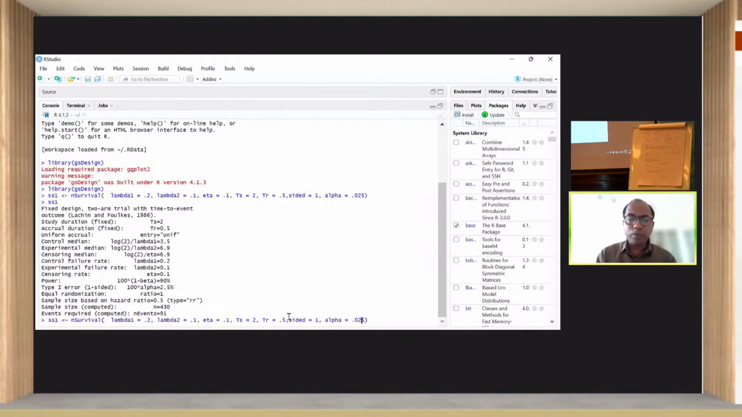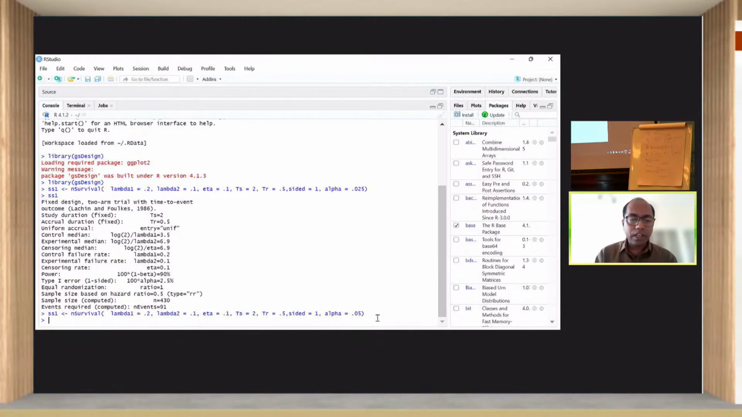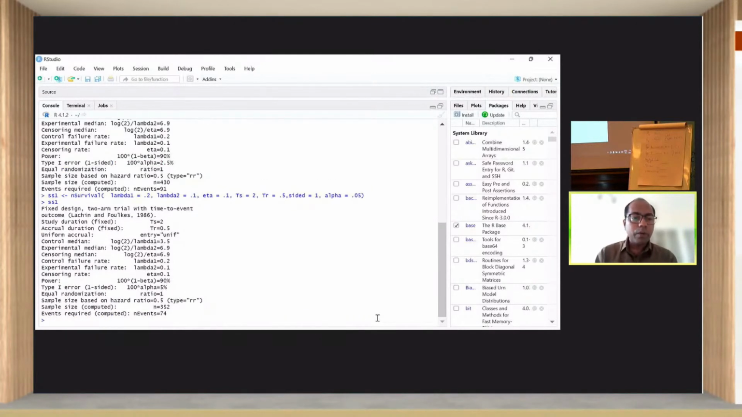I will change one point from here, and after that I will take some questions. So see, just for example, say alpha is 0.025. Now if I change it from 0.025 to 0.05, that means I am increasing my type 1 error. Look here, type 1 error was 2.5%. So if I make alpha 0.05, my type 1 error is going to be more, from 2.5 to 5%.